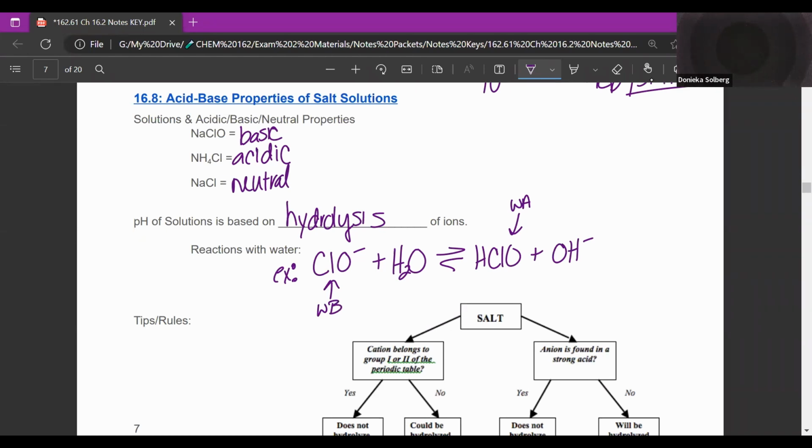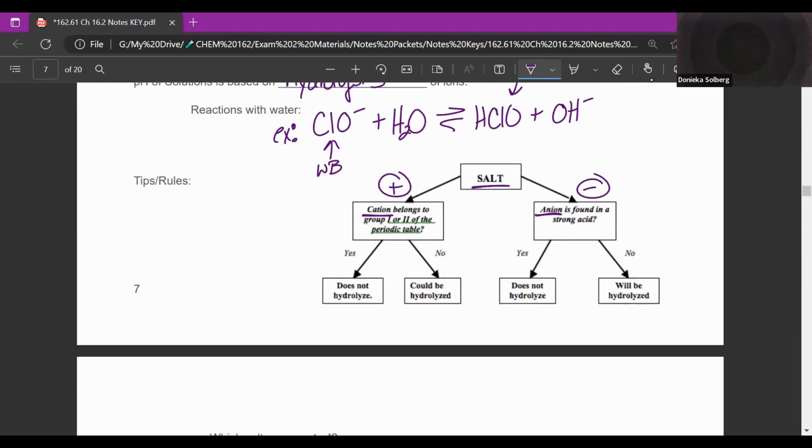So what we're going to do every time we have a salt and I want to know the pH, or if it's acidic or basic, is look at the cation, the positive thing, and the anion, the negative thing. So break it into its two ions, and look at those ions separately. What happens when we put them in water? I like this little flow chart. It's going to walk us through cations. If they're in group 1 or group 2 of the periodic table, meaning alkali metals or alkaline earth metals, then they don't do anything. They don't hydrolyze, they don't affect pH. The reason being they are conjugates of strong bases.